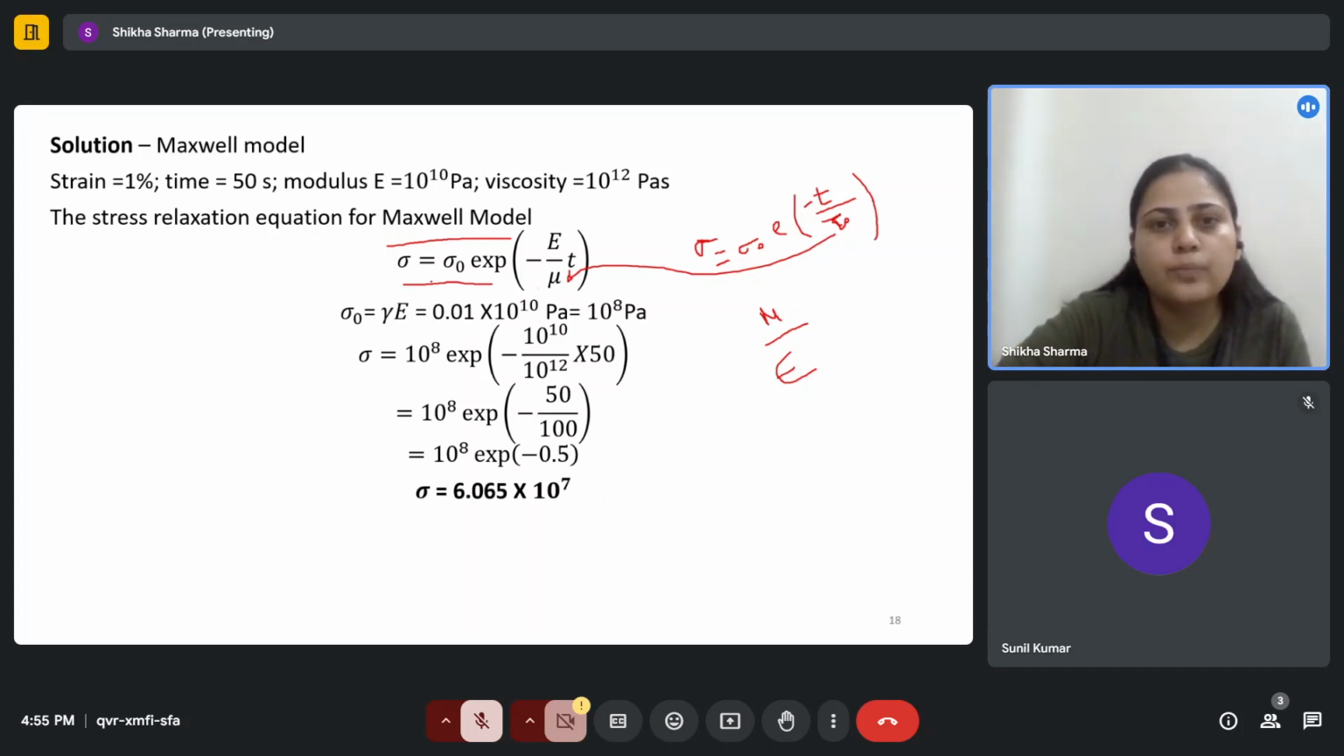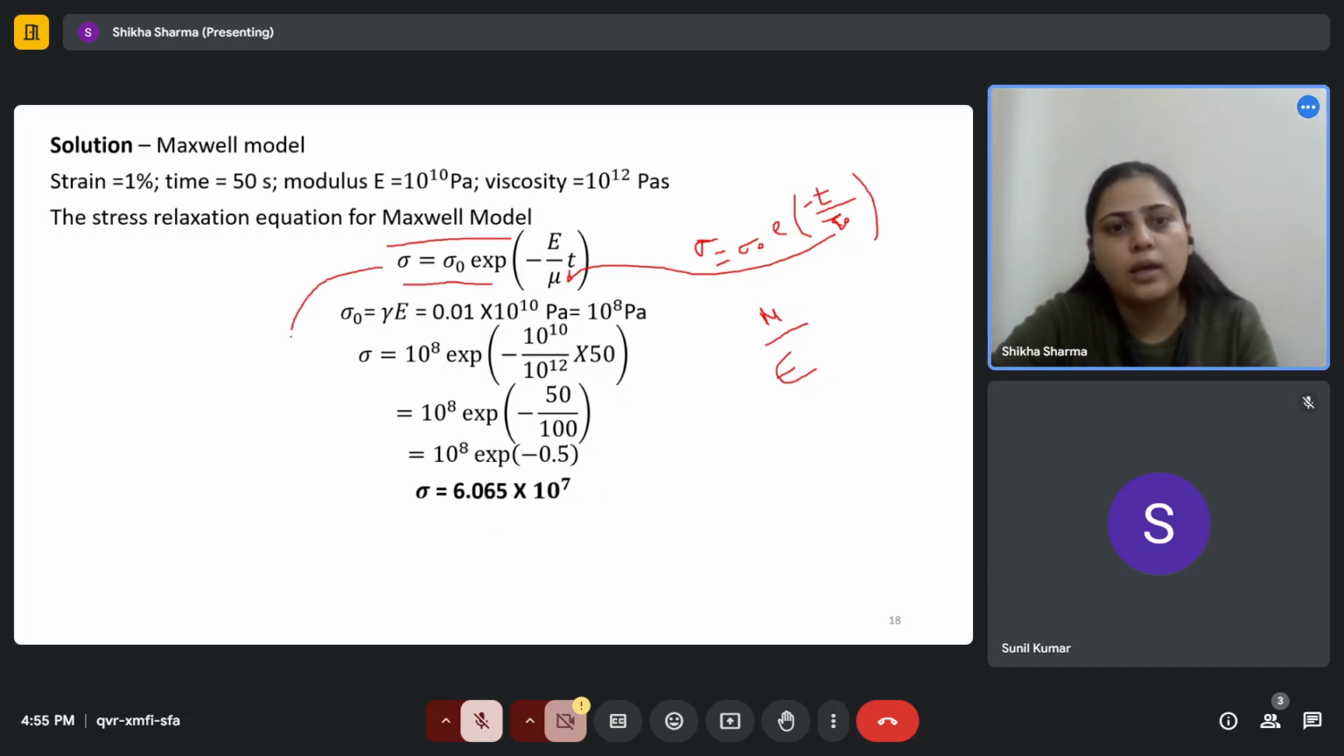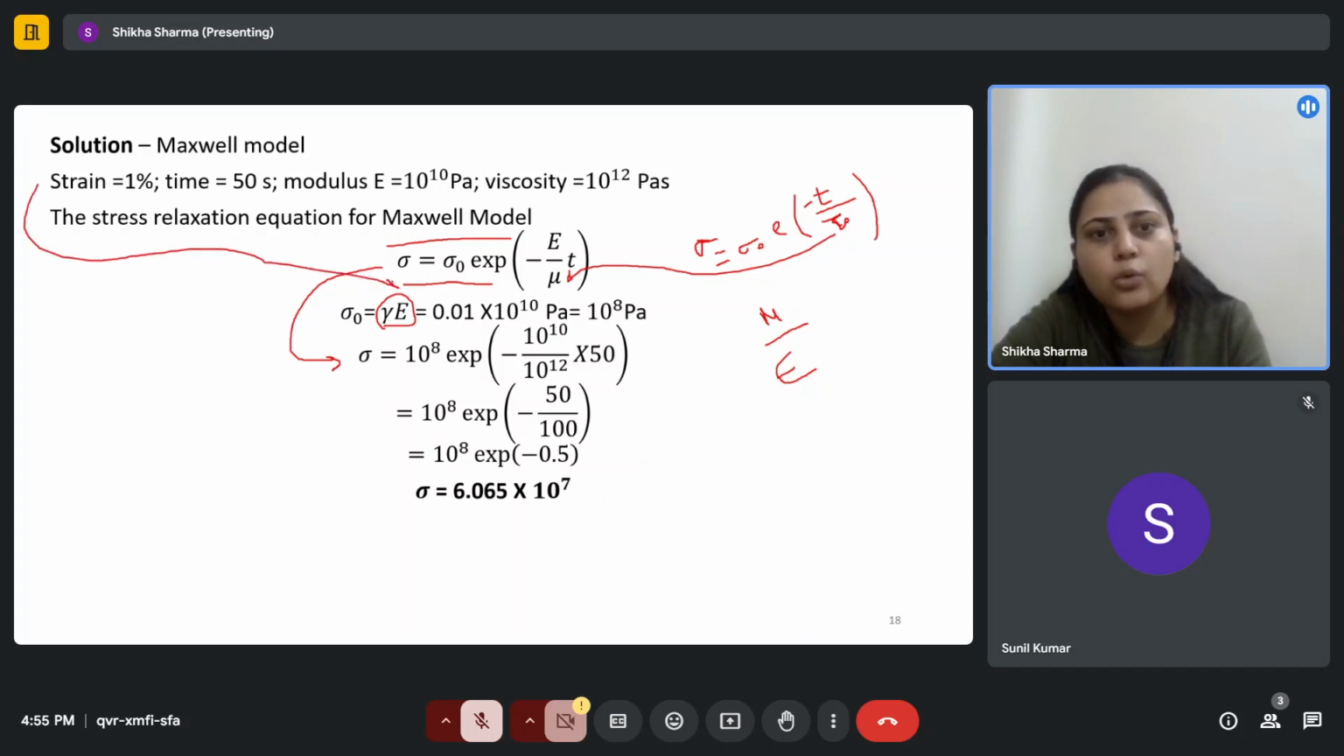Now we just need to apply this equation and solve. Sigma, which is the stress at time t, we need to calculate, equals the stress at initial. Stress can be written as strain into modulus, right? So strain is given in the question as 1% or 0.01, multiplied by the modulus, which is given as 10 to the power 10 Pascal. So it will be 10 to the power 8 Pascal, the stress at initial.